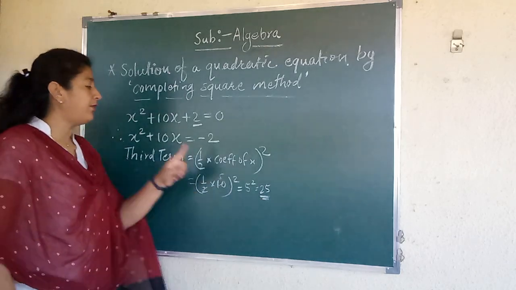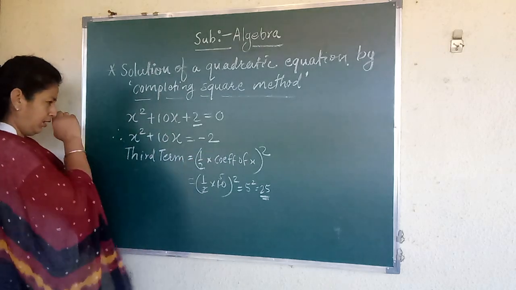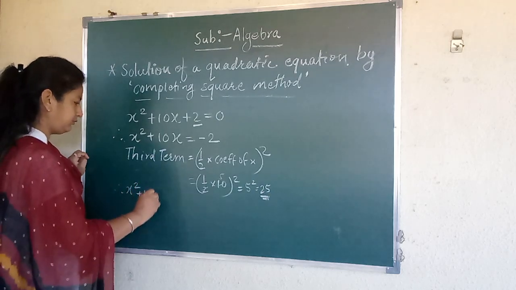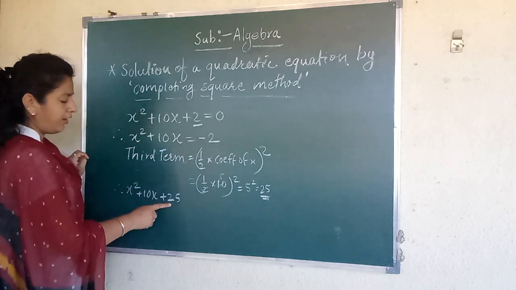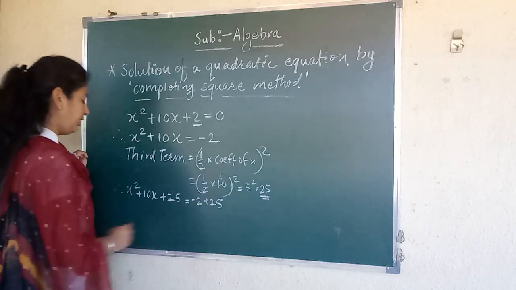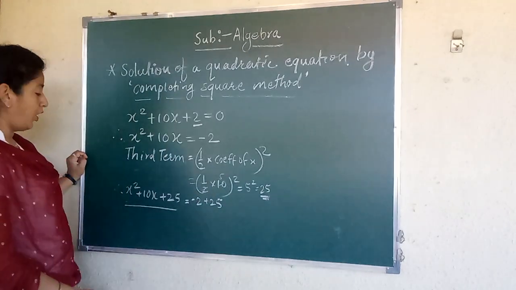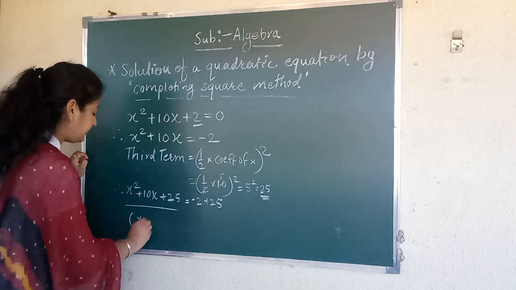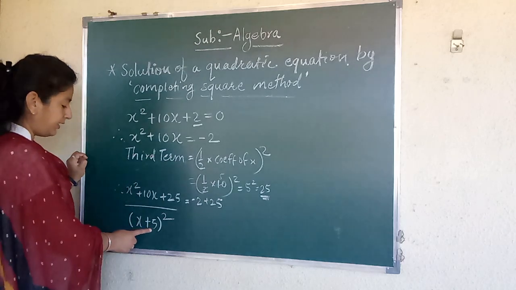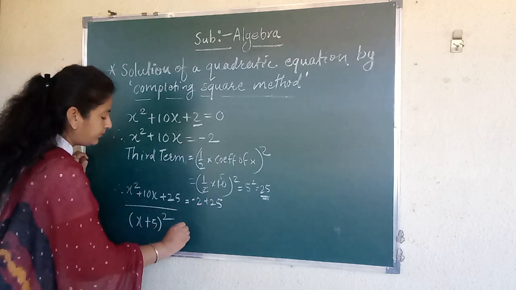Now this 25 we have to add on this side, and we have to add on this side also. We have added 25 here and we have to add it on this side also. Now we can see this expression is an expansion of which bracket? x plus 5 bracket square. Suppose you expand this bracket, you will get this. Here the answer is 23.